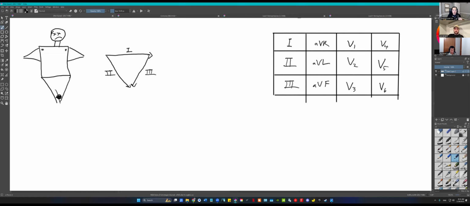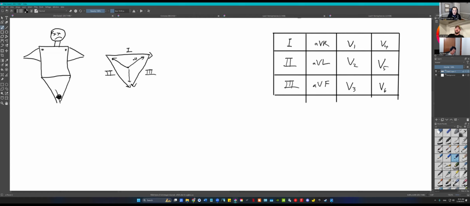So limb leads. Here's lead 1, lead 2, lead 3. What I just drew here in this triangle corresponds to this first column. Now, these are actual measured EKGs, actual measured electrical energy. The AVR, AVL, AVF are mathematical trickery to generate 3 more directions, 3 more vectors. So these are virtual leads.